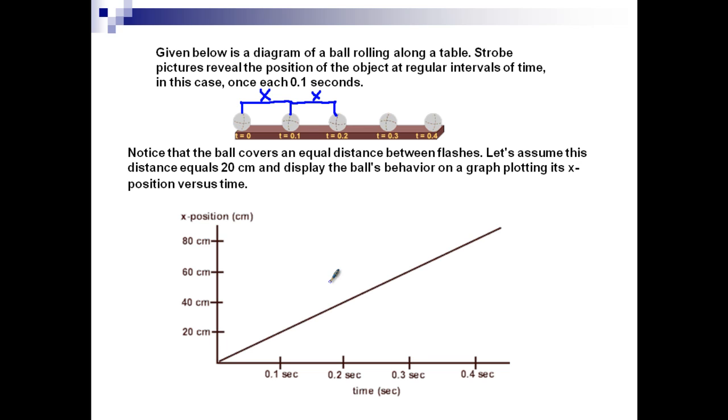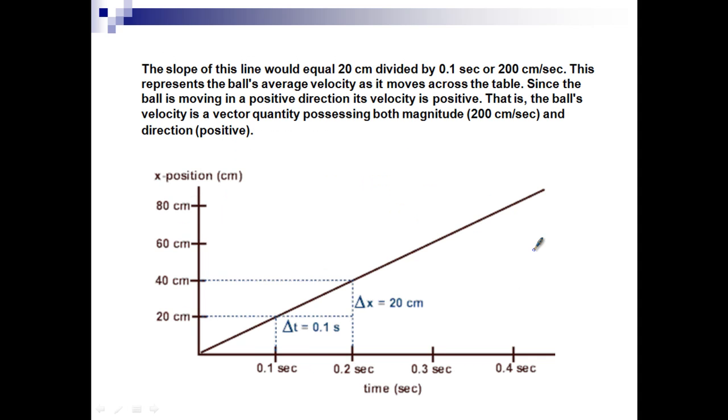Nice straight line. Let's say we wanted to find the slope of this line. So 0.1 seconds, it goes 20 centimeters. So 20 divided by 0.1. Gotta have your units. You get 200 centimeters per second. And that's your velocity. And that's just another slide to show you what I just told you.